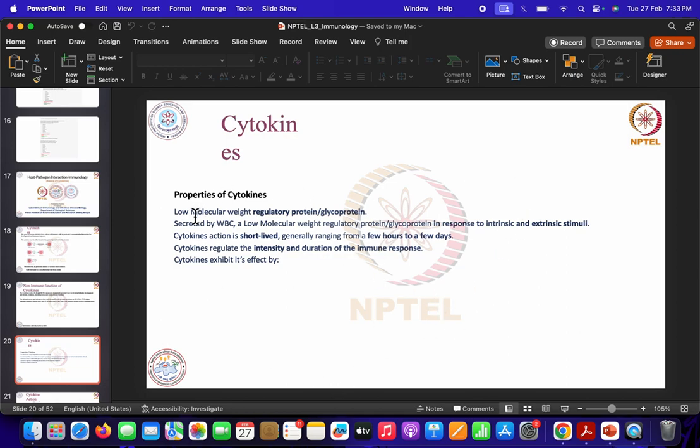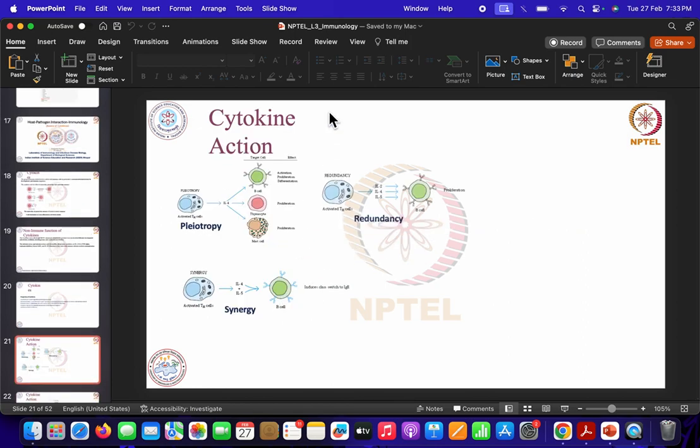Cytokines are low molecular weight regulatory proteins or glycoproteins secreted by WBCs in response to intrinsic and extrinsic stimuli. Cytokine action is short-lived, generally ranging from a few hours to a few days. Cytokines regulate the intensity and duration of the immune response. Cytokines exhibit their effects through these kinds of actions.